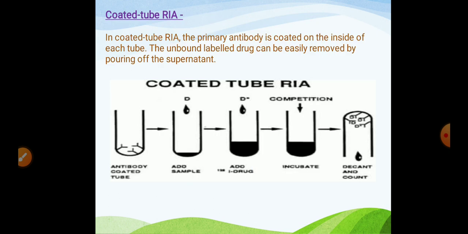Then the other is coated tube RIA. In the coated tube RIA, the primary antibody is coated on the inside of each tube. First we have to coat it with the antibody. Then the unbound labeled drug, that means sample 1, can be easily removed by pouring it. When the primary antigen antibody does not form a secondary one, it is removed by pouring off the supernatant. It is called coated tube RIA.